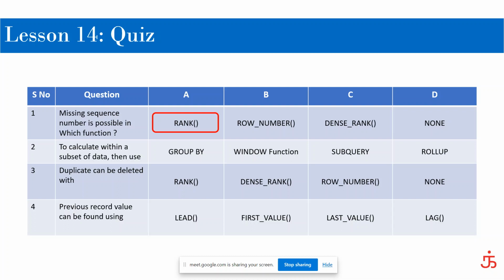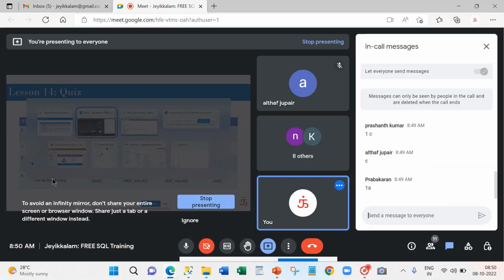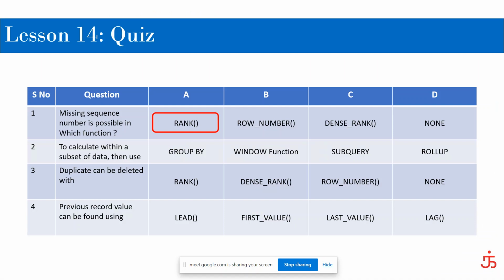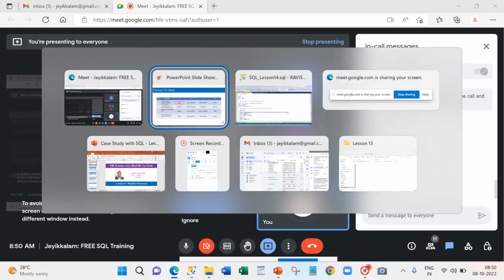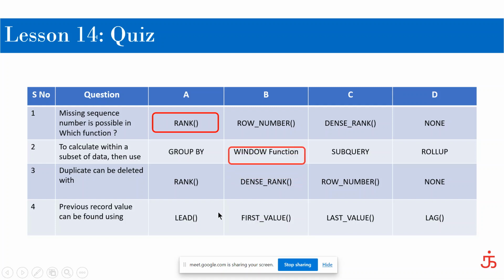Can you guys try the second one? To calculate within a subset of data, which one to use if we need to operate both at the overall level as well as the subset of data? Can you guys try the second one? Yes. For 2, B is the right answer. Many of you have answered for 2. Window function is what we will be using to calculate within a subset of data, right? Within a subset of data.